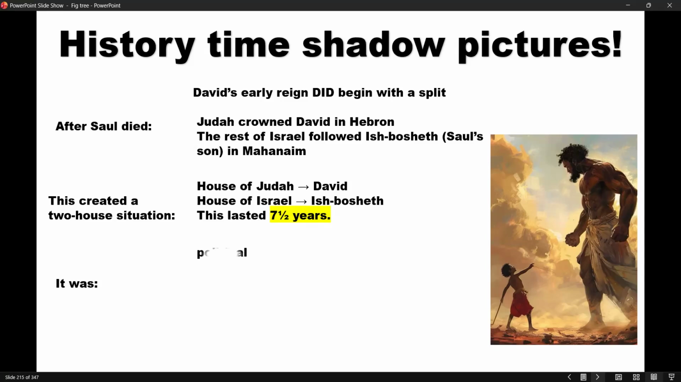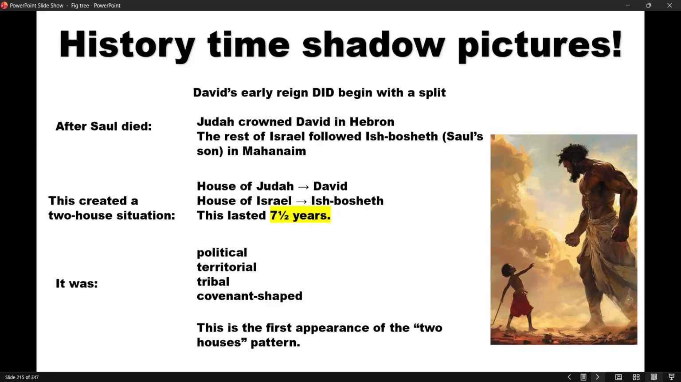It was political, territorial, tribal, right, and covenant shaped. This is the first appearance of the two-house pattern. But again, I said you could use the same example when Jacob went to meet Esau, how he split his family into two.